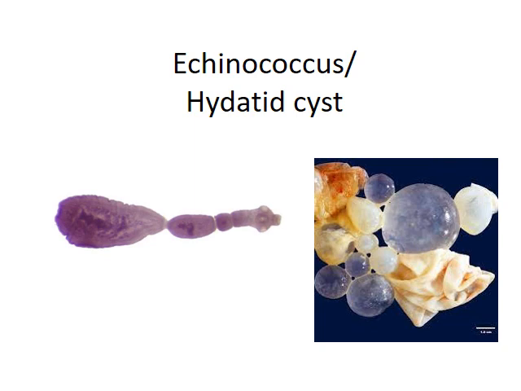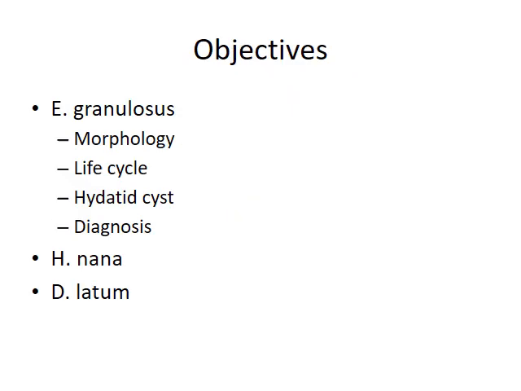Today we will discuss the next cestode that affects the hepatobiliary system, that is Echinococcus, and we will see hydatid cyst in detail. We will see three cestodes today. The first is Echinococcus granulosus, in which we will see its morphology, life cycle, details of hydatid cyst and its diagnosis and treatment. The second is Hymenolepis nana and the third is Diphyllobothrium latum.